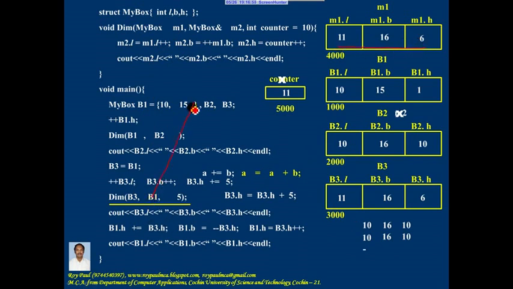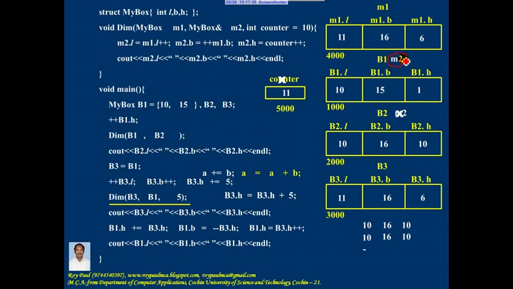Now the second argument is passed to the second parameter. But because of this ampersand sign, this one is a reference variable. So new memory should not be allocated for M2. Instead, M2 is another name for B1. So this B1 gets one more name, which is nothing but M2.